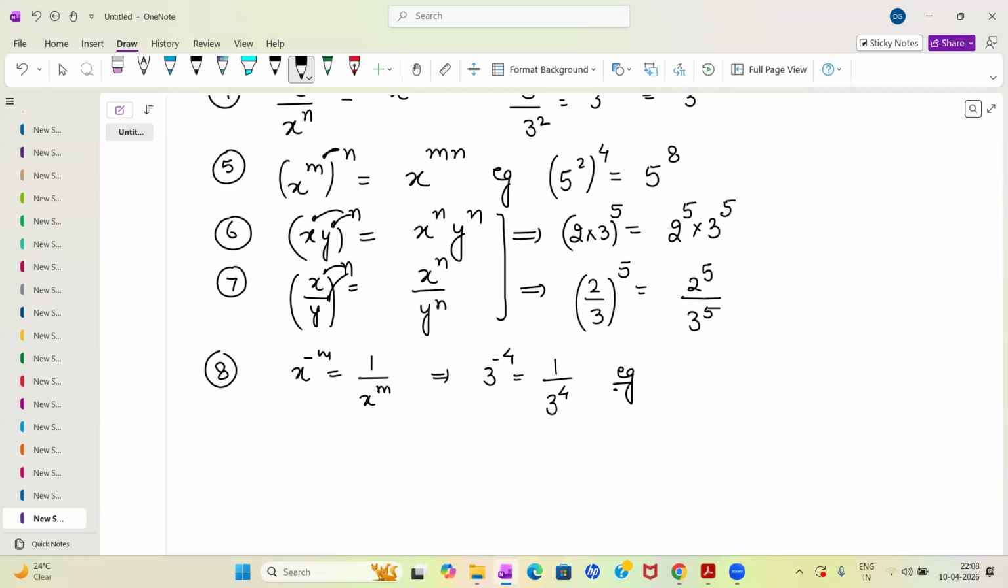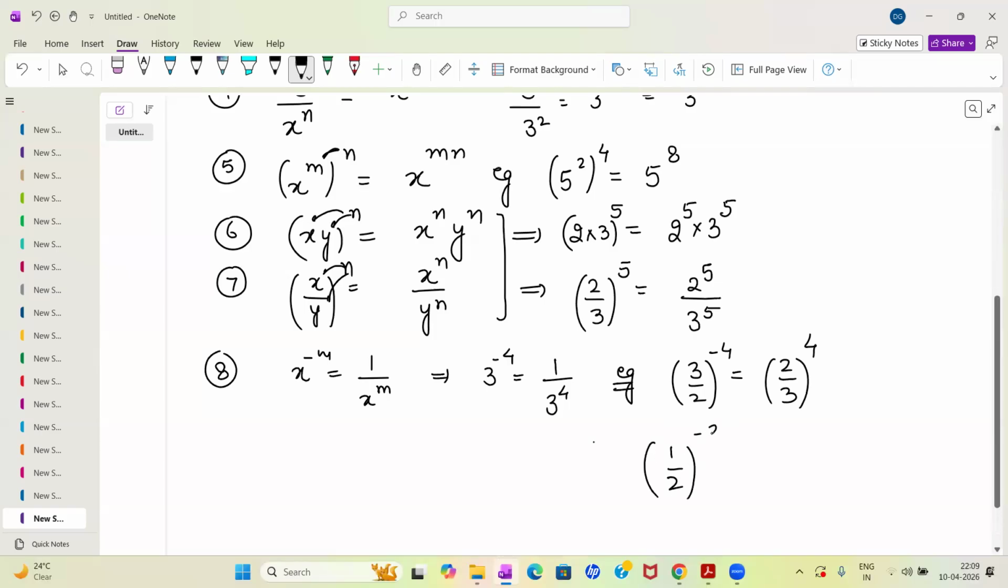Some important or hard questions can come up, like 3 upon 2 to the whole power minus 4 can be written like 2 upon 3 to the whole power 4. Just take the reciprocal of the inside fraction and make the power positive. So it will be 2 by 3 to the whole power 4. One more example, 1 by 2 to the whole power minus 3 can be written: just take the reciprocal of 1 by 2, it will be 2 and the power will be positive.